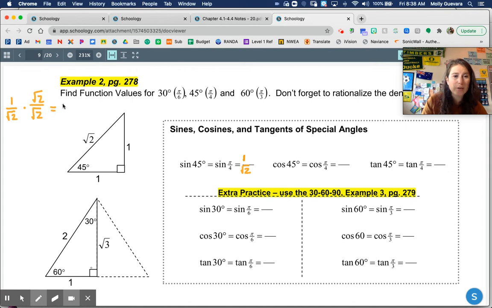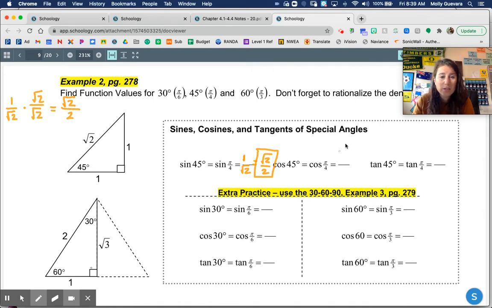So 1 times square root of 2 is square root of 2. And square root of 2 times square root of 2, the square roots cancel and I just get 2. So this is really root 2 over 2. Okay. So again, rationalizing the denominator just means that you're getting rid of the square root on the bottom. It's okay to have a square root on the top, just not the bottom. So that's sine of pi over 4, or sine of 45 degrees.